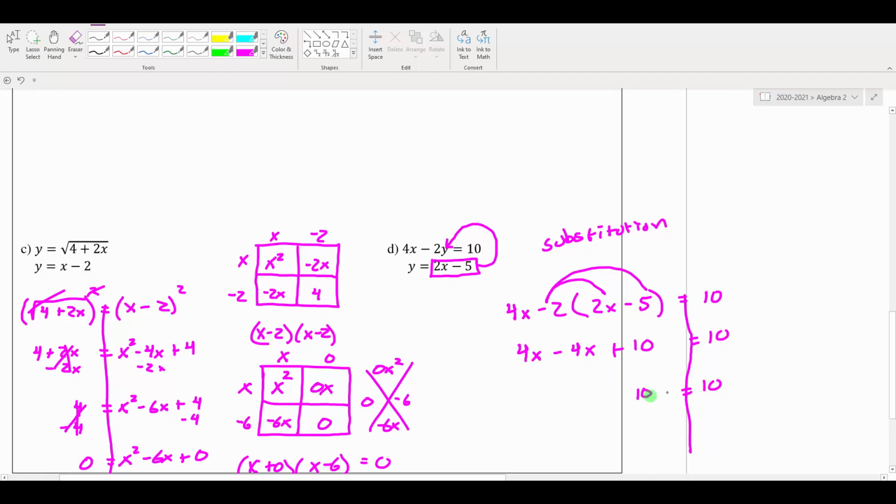So we get 10 equals 10, which is kind of weird, right? We get a number equal to a number which is true. So what that means is any value of x or y would make this system true. So all values for x and y work. Right? It wouldn't matter what you plug in here. These two equations will always be equal to each other.